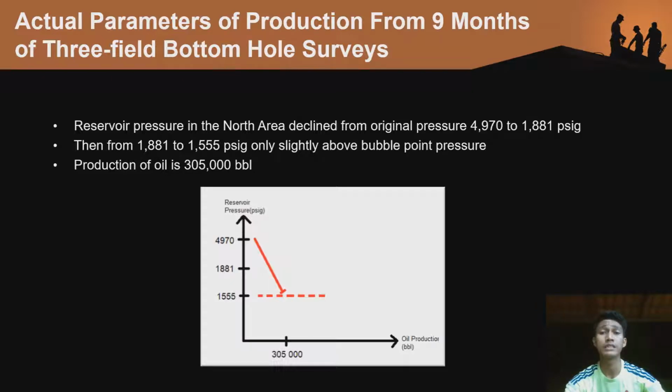From the graph, it is reflected that there are normal parameters of reservoir pressure, which is declining until it reached slightly above the bubble point pressure. As we can see here, the pressure is from 4970 psig and declining until 1881 psig and then declining under 1555 psig. But it has not reached the bubble point pressure yet. Why? We will see in the next slide.